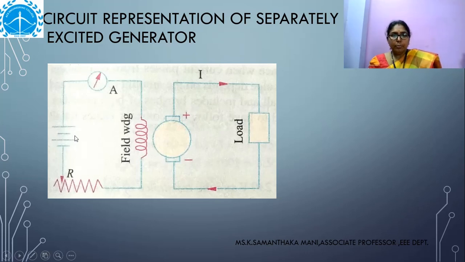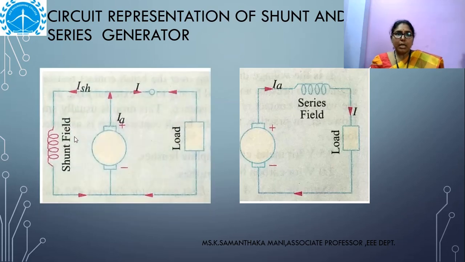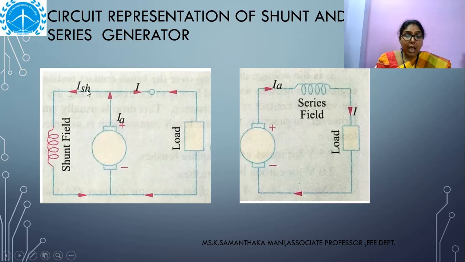So we'll move on to the next one, which is the circuit representation of the shunt and series generators. First, I'll discuss the shunt field winding. I would like to introduce the terminology related to the shunt generator. Here, Ish means shunt field current. This is the shunt field, and the current coming out from the generator is called Ia, the armature current. For the load, I mention Il, which is called the load current.